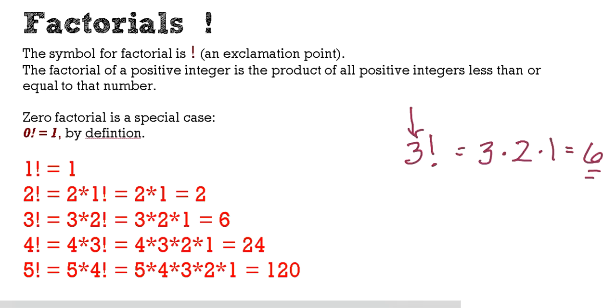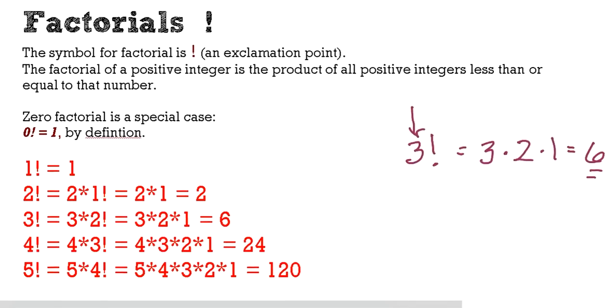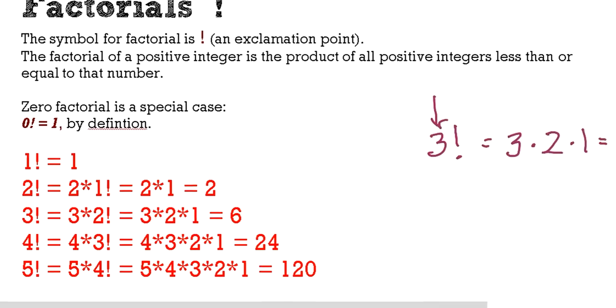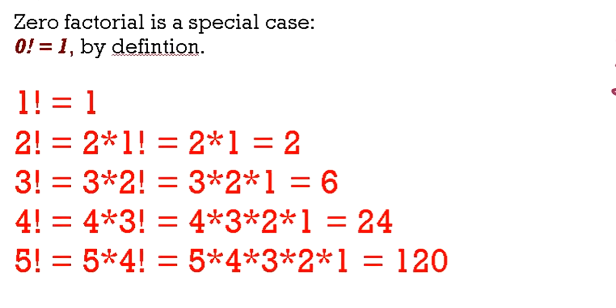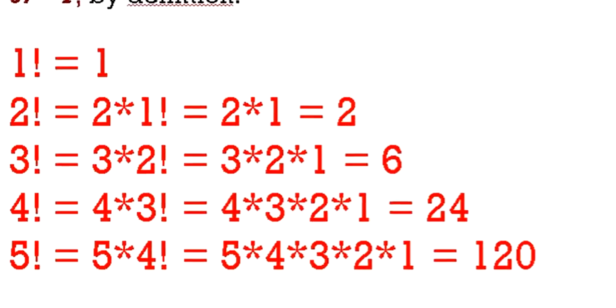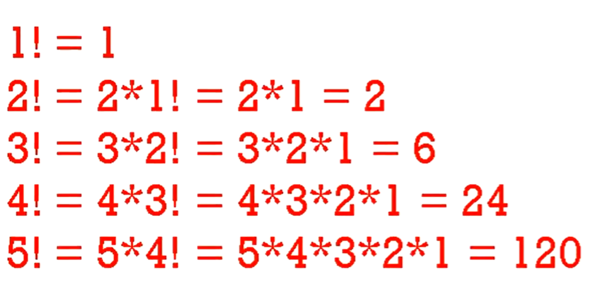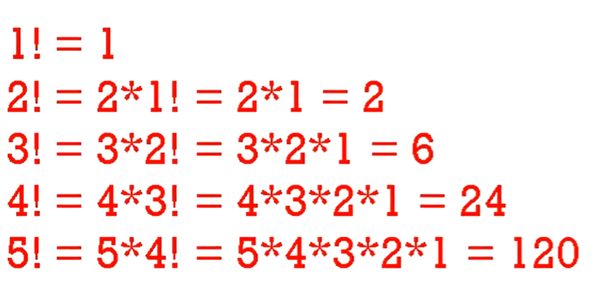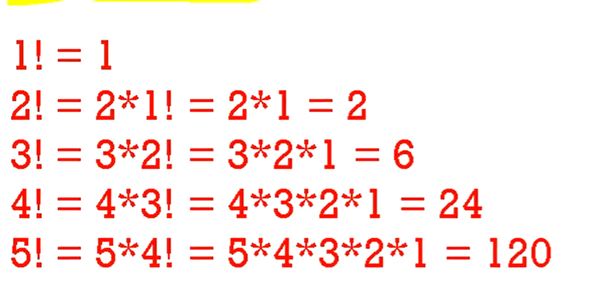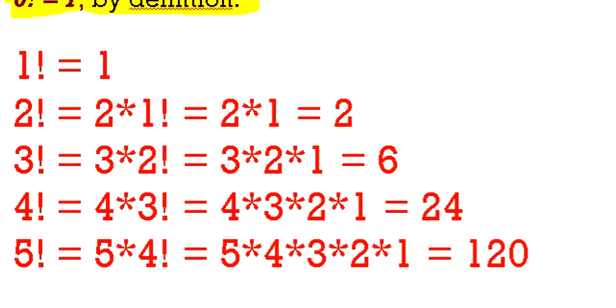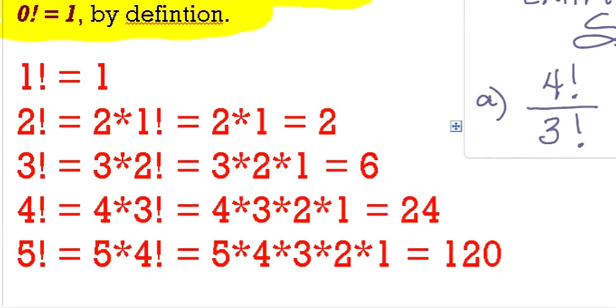Now, here's a little list to help you get used to it. You may want to make a little table of factorials. If you make your own chart or table, always begin with the fact that 0 factorial is equal to 1. That's kind of like right here, 0 factorial, just by the way they defined it. Okay, so here's some examples.